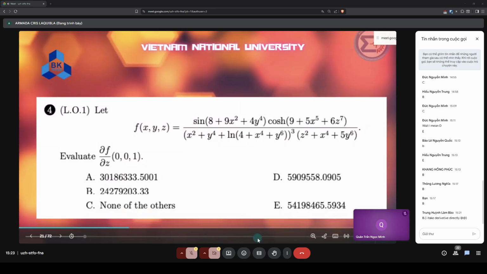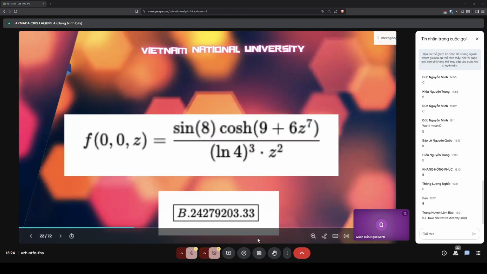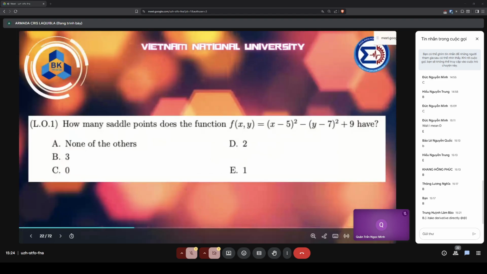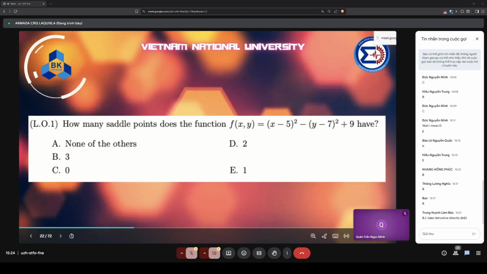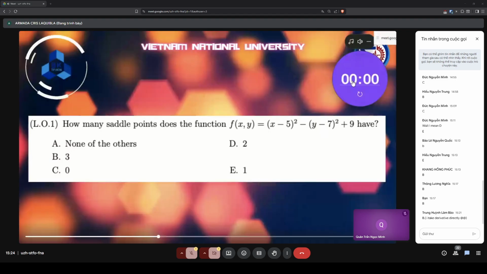Okay. Next, we have this one. How many saddle points does that function have? Okay, your 5 minutes starts now. For this one also.